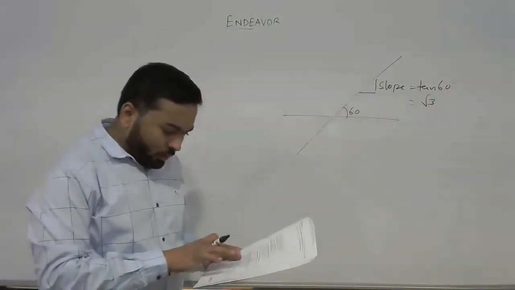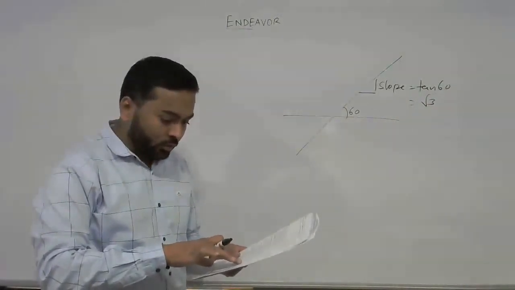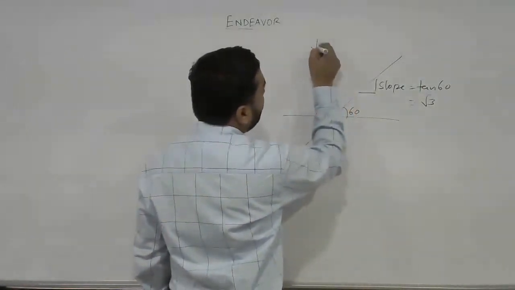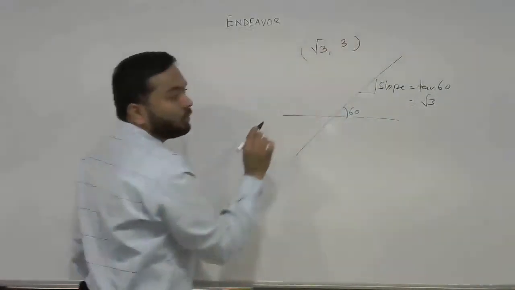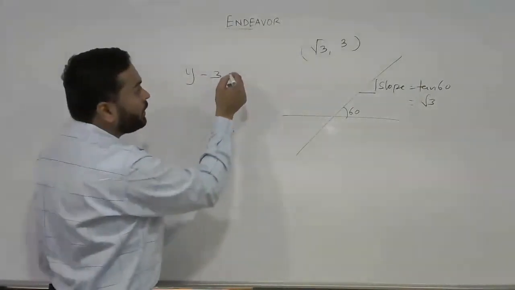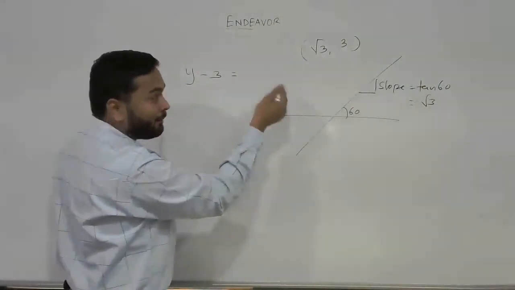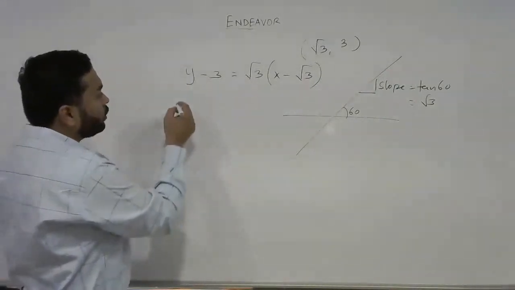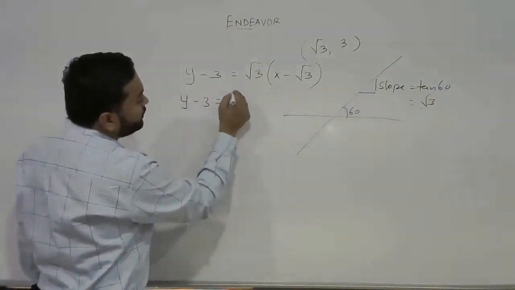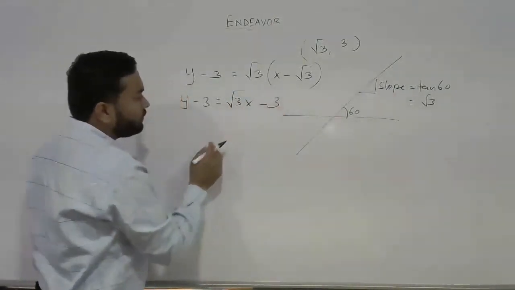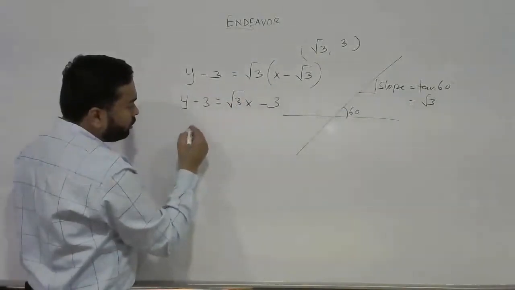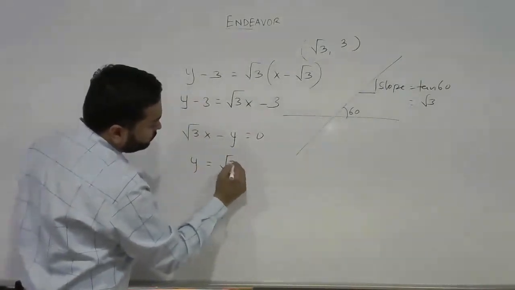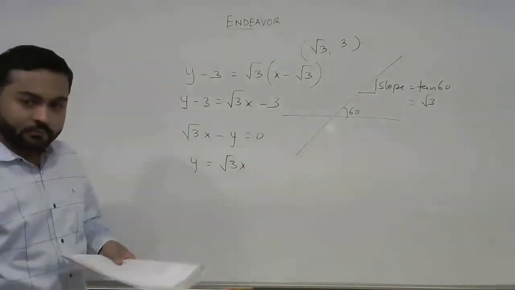Right? So now we know the slope, that is m, and we know one point, that is root 3 comma 3. So let us use slope point form. It is passing through root 3 comma 3. So it is y minus y1 is equal to m times x minus x1. Correct? And then we solve this, what do we get? So it is y minus 3 is equal to root 3x minus 3, which means this gets cancelled out. So I'll get root 3x minus y is equal to 0, or I can say y is equal to root 3x. I mean, whatever options are given to us.